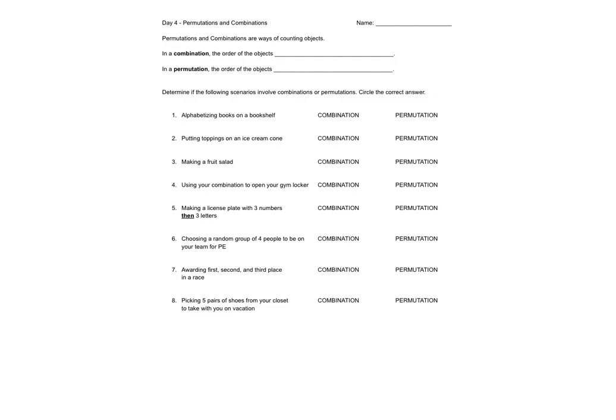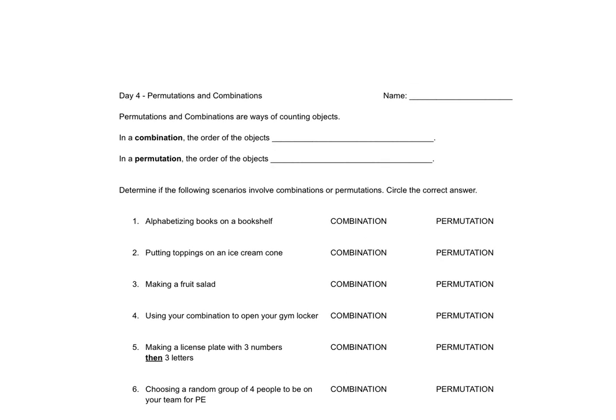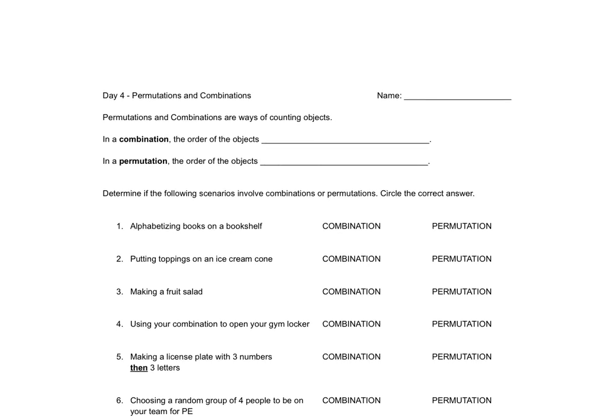Okay, our last topic for our probability unit is going to be permutations and combinations. Permutations and combinations are just a way of counting objects or counting how many ways things can happen. In a combination, the order of the objects or the order things happen does not matter. So in a combination, the order does not matter.